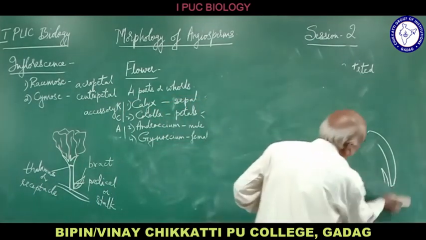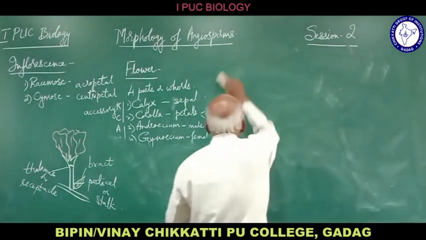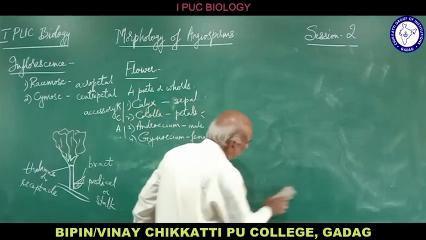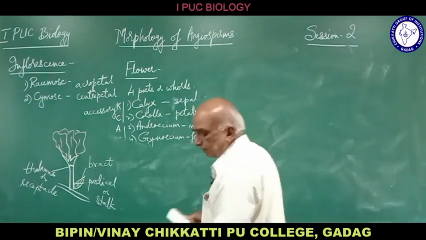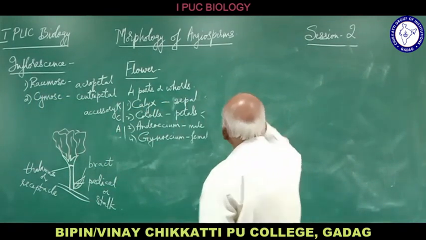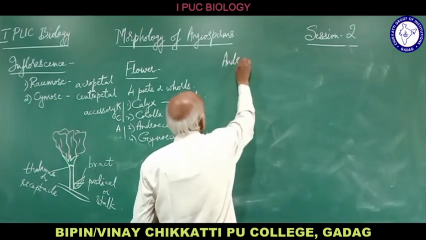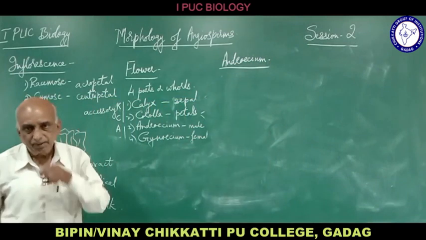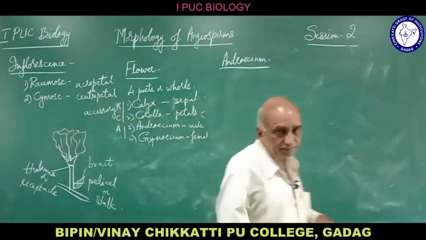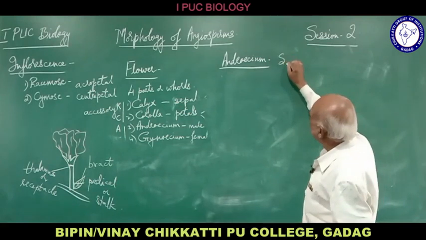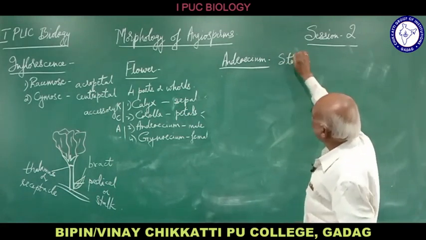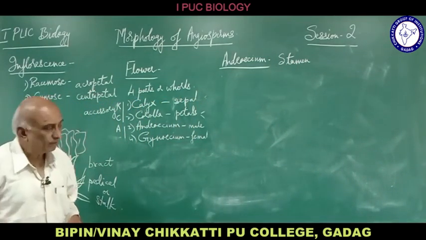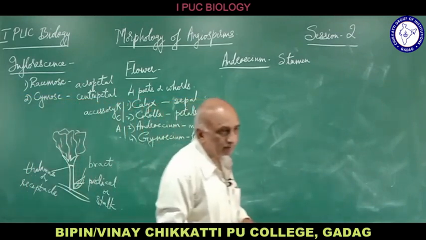Now if we come to the next part of the flower, that is the third whorl. After studying the calyx and corolla, the next whorl of the flower is the androecium. Androecium is the male reproductive part of the flower. The unit of androecium is called the stamen. Now as we see, the unit of calyx is called the sepal. The unit of corolla is called the petal. Similarly, the unit of androecium is called the stamen.